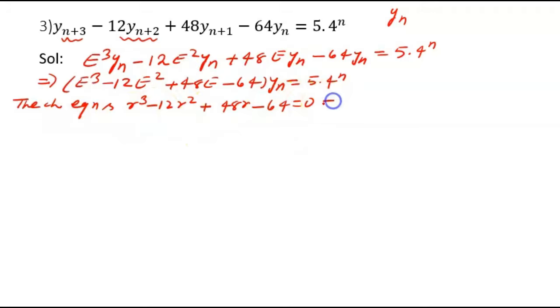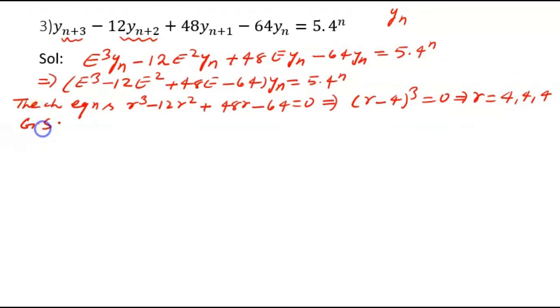Now if you solve this, this is clearly (r minus 4) whole cube is equal to 0. I hope you understand: a cube minus 3 a square b plus 3 a b square minus b cube. So it is r cube minus 3 into r square into 4 plus 3 into r into 4 square minus 4 cube. So basically it is (r minus 4) cube is equal to 0. So we are getting r is equal to 4, 4, 4. So we have got three roots which are repeated.